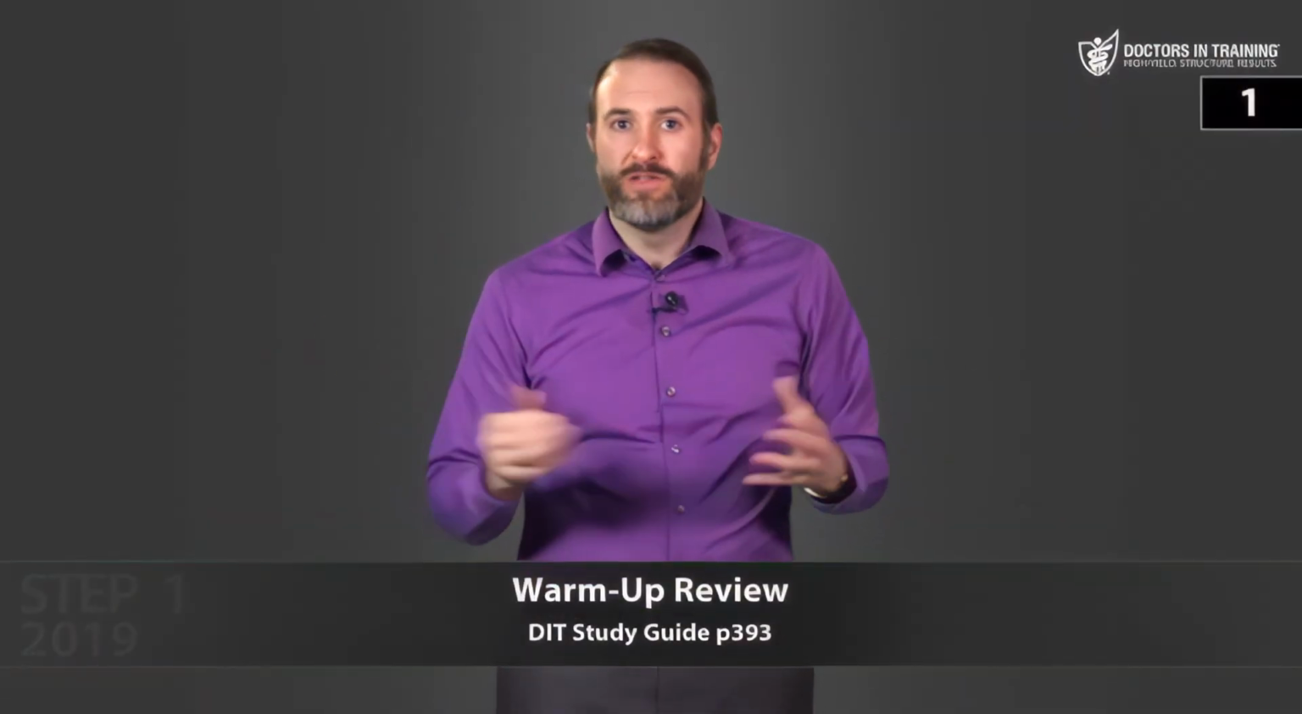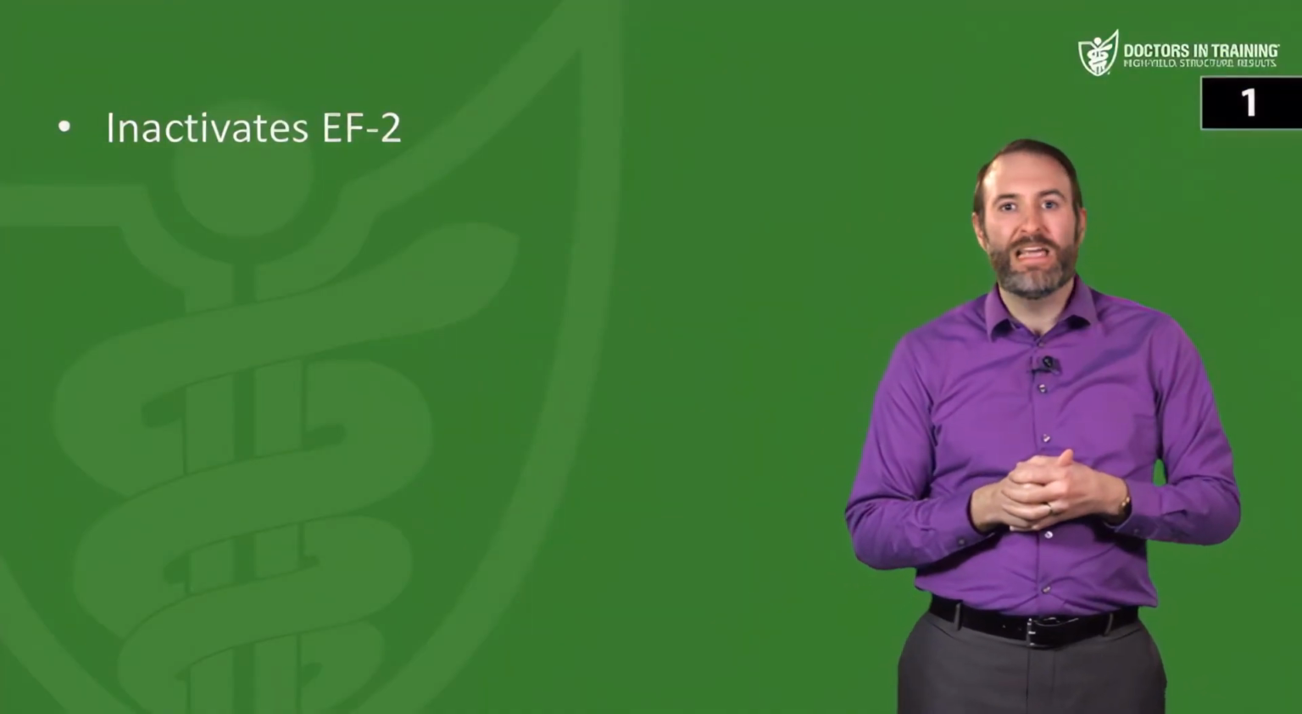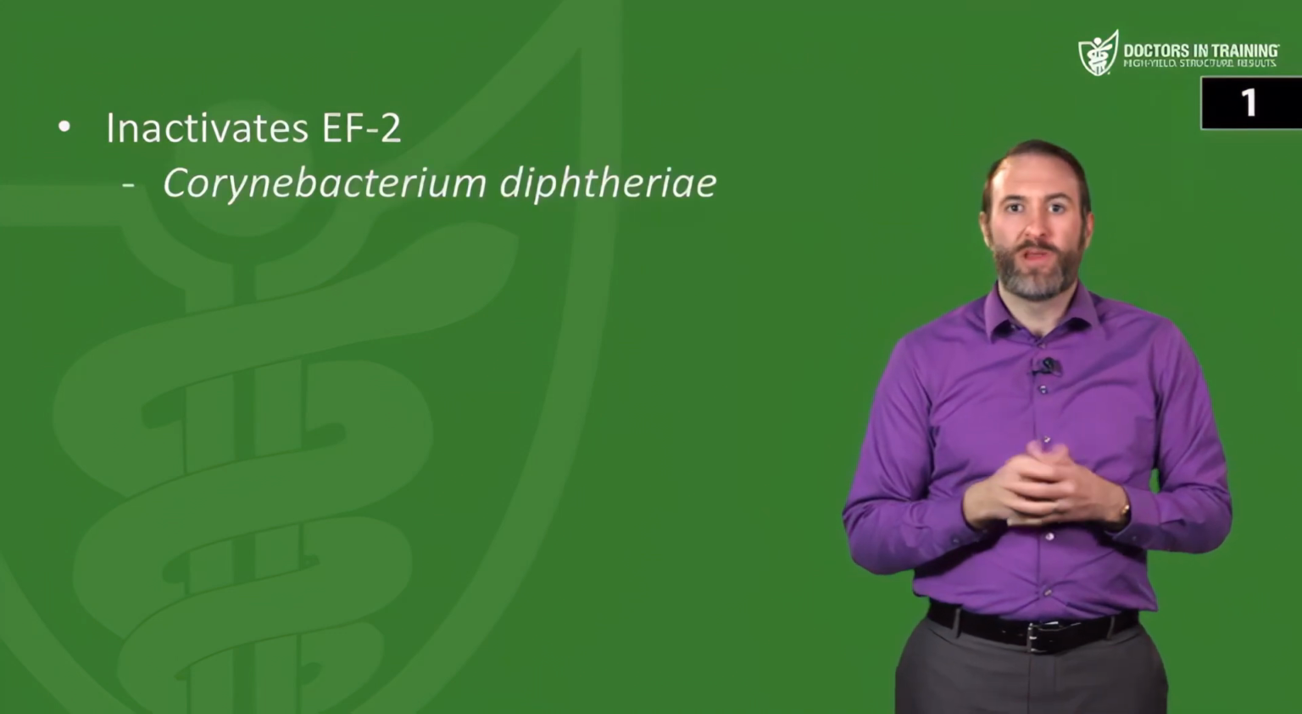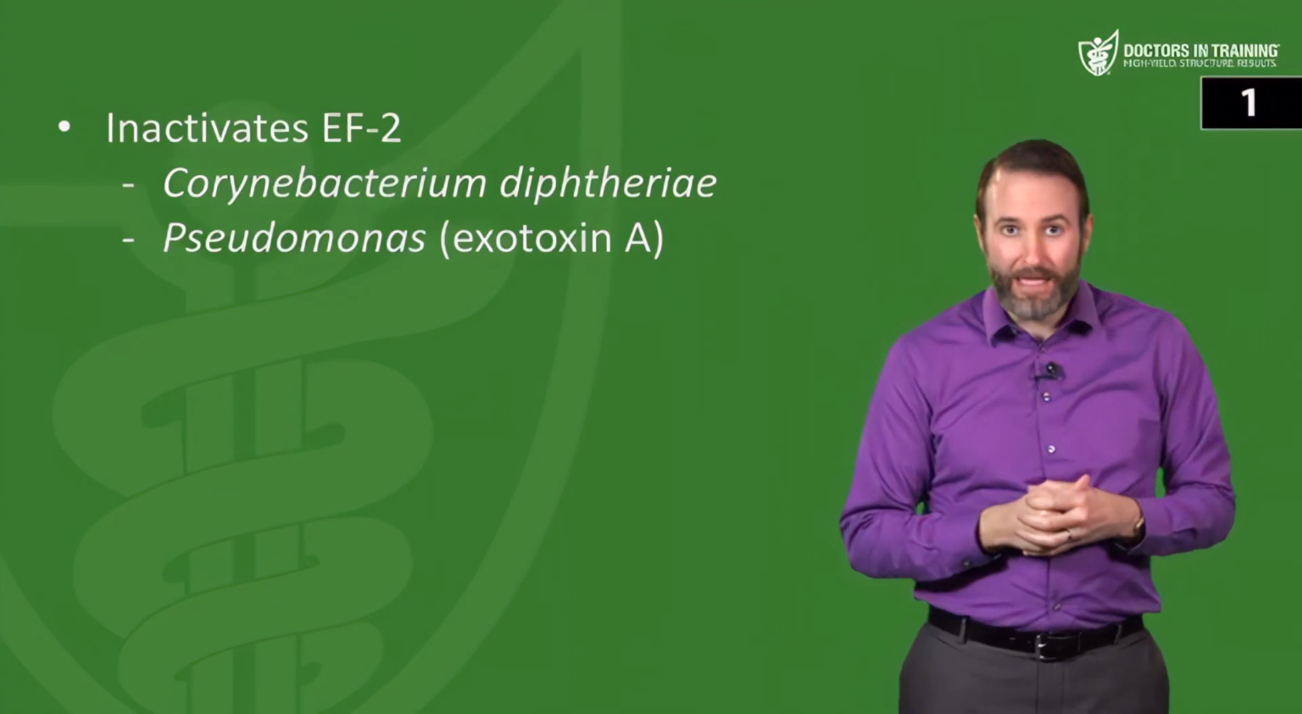Let's get going. Which organism produces an exotoxin that works via each of the following mechanisms? So first one, we have inactivates EF2. So this one is going to be Corynebacterium diphtheriae, also Pseudomonas exotoxin A.